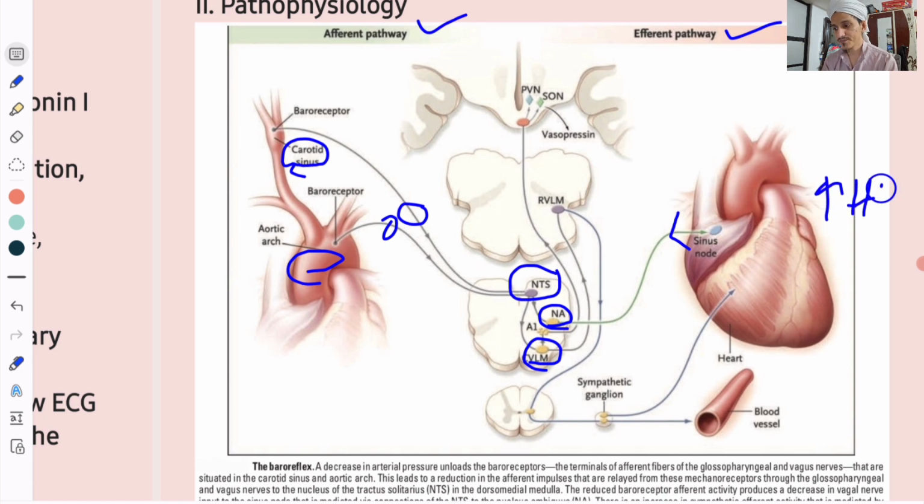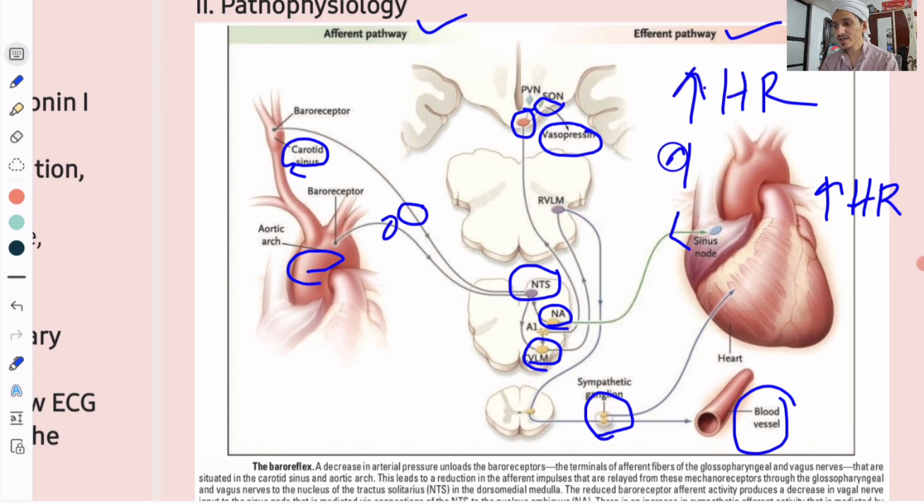Heart rate will increase. Okay, and some impulses will go to the paraventricular nucleus and supraoptic nucleus, which will secrete vasopressin. Again, vasopressin will cause vasoconstriction of the blood vessels. Also there is an increase in the sympathetic autonomic nervous system activity that causes vasoconstriction. So the total response is increase in heart rate and increase in sympathetic activity, leading to increased vasoconstriction. Both of these will cause increased BP.